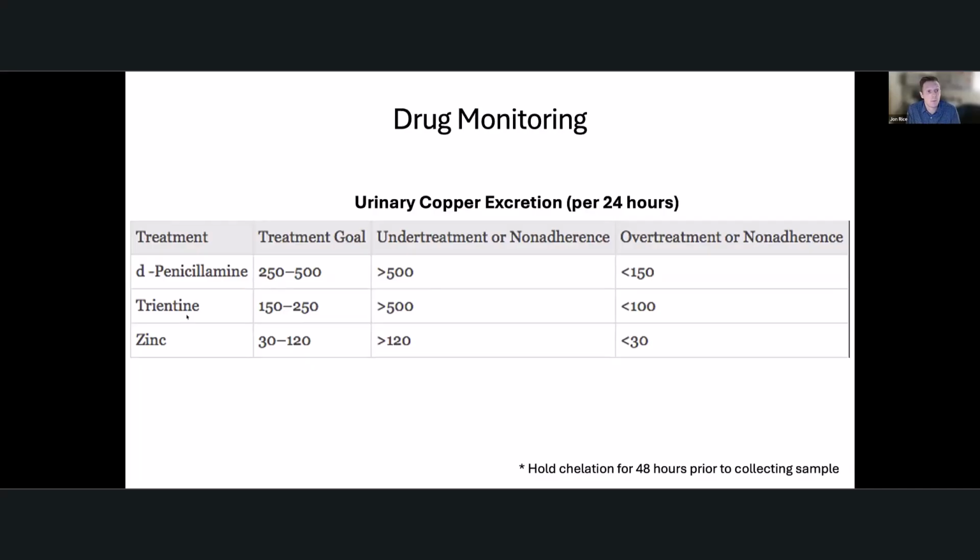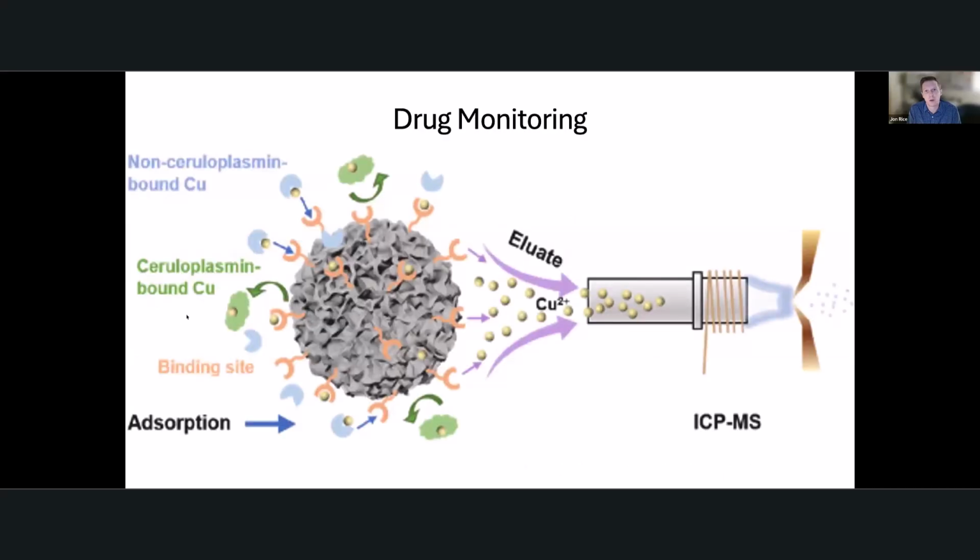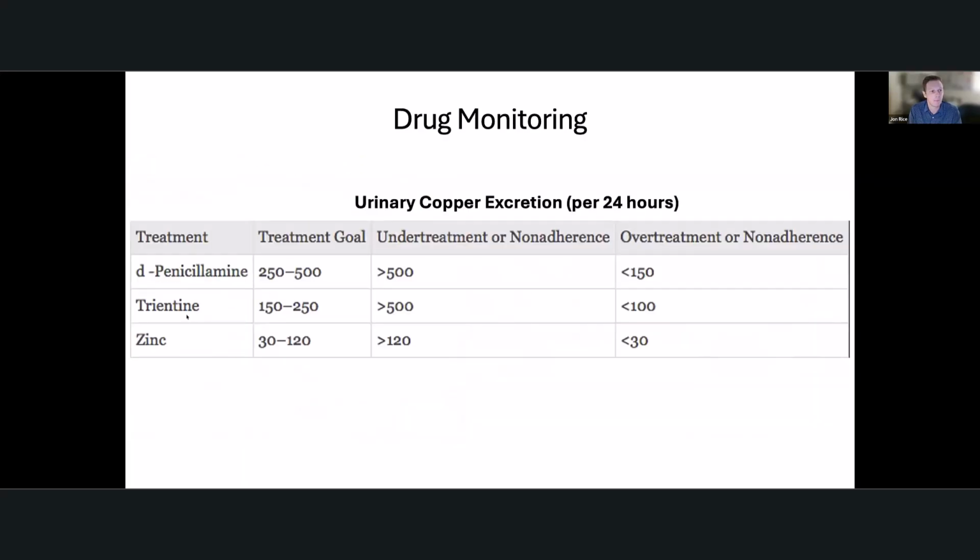So how do we monitor? We ultimately monitor using urinary copper excretion, which is the most commonly done now. However, as we talked about before, there is direct measurement, if that's available at your center, of non-ceruloplasmin bound copper, which can be used as an analysis for assessing free copper and effectiveness of decoppering. For 24-hour urine copper though, we do recommend holding the chelation 48 hours before providing the sample, and that allows us a better assessment of true copper levels in the body.